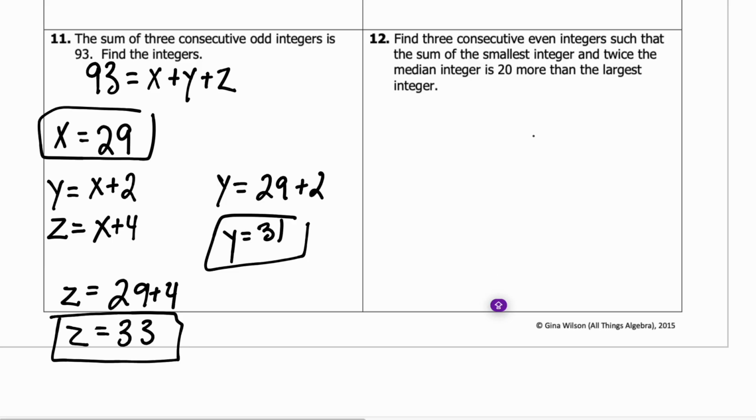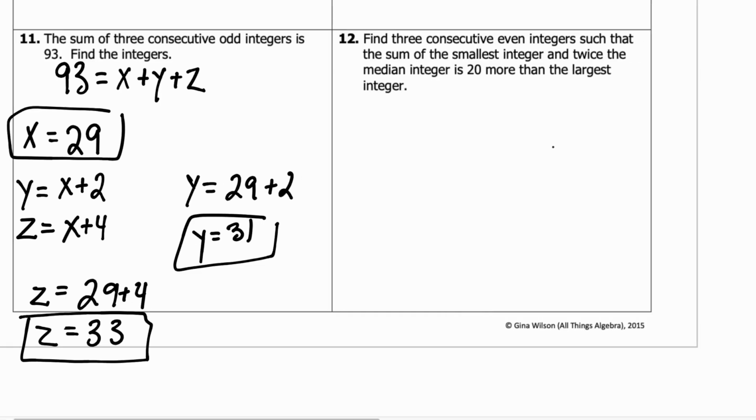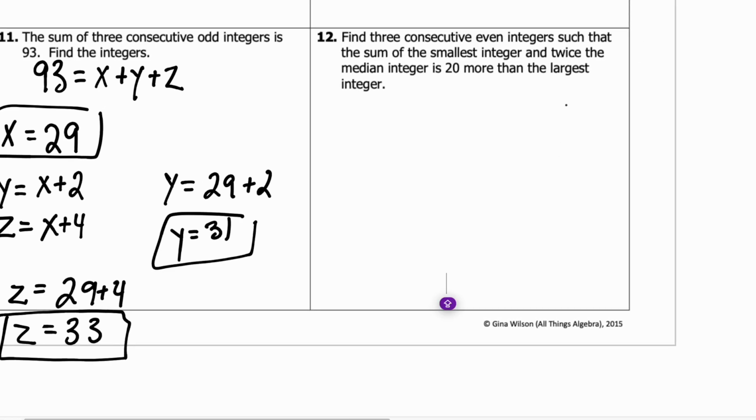Find 3 consecutive even integers such that the sum of the smallest integer and twice the median integer is 20 more than the largest integer. Okay, so let's go back to this rule, right? When we have 3 consecutive even or odd integers.